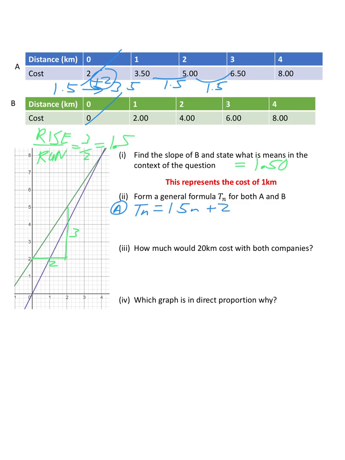And if you wanted to check that, if you subbed in 0, 1.5 times 0 is just 0 plus 2. That would get us this term here. If you subbed in 1, you get 3.5. If you subbed in 4, you'd get 8.